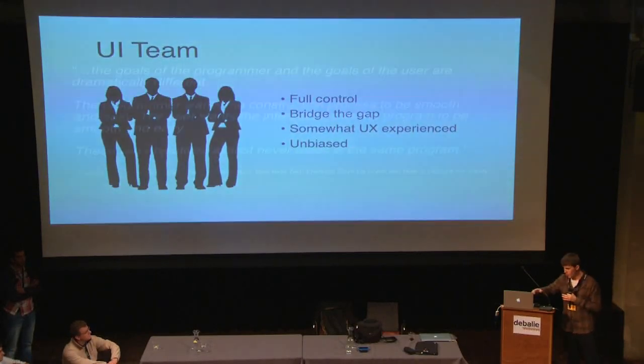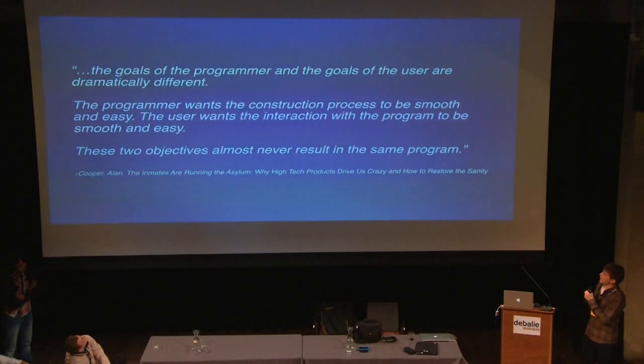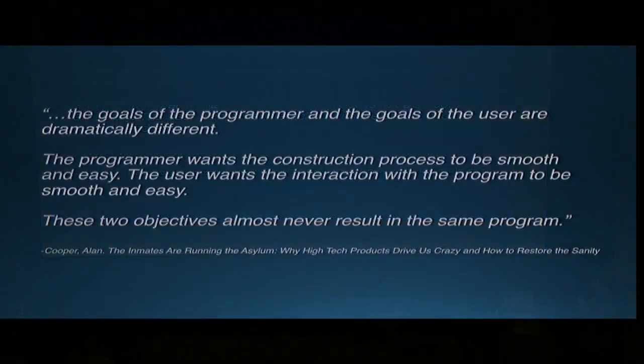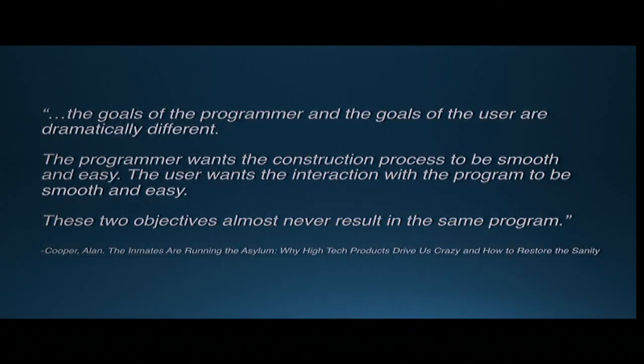This is a quote from a book, which I think is very paramount. The goals of the programmer and the goals of the user are dramatically different. The programmer wants the construction process to be smooth and easy. The user wants the interaction with the program to be smooth and easy. These two objectives almost never result in the same program. Hence why having a UI team which is separate to both the user group as well as the developer group is key.